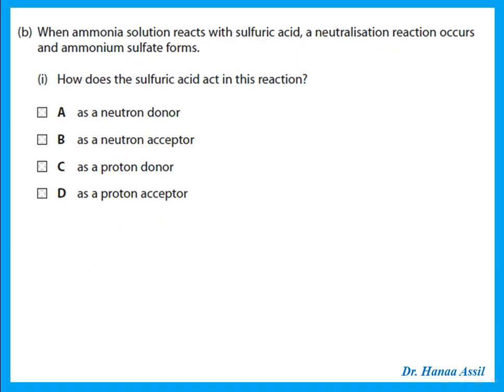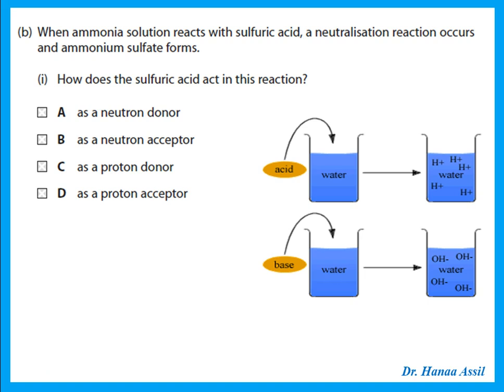When ammonia solution reacts with sulfuric acid, a neutralization reaction occurs and ammonium sulfate forms. How does sulfuric acid act in this reaction? Remember, if I have an acid, what was the definition of an acid? We said an acid, if I dissolve it in water, gives H plus ions. And we said H plus ion is a hydrogen atom that has lost its electron. So the hydrogen atom has one proton and one electron. So when it loses the electron, the H plus is just an atom that has a proton. So H plus ions are referred to as protons, and acids are the ones that give H plus ions. So we call them proton donors.